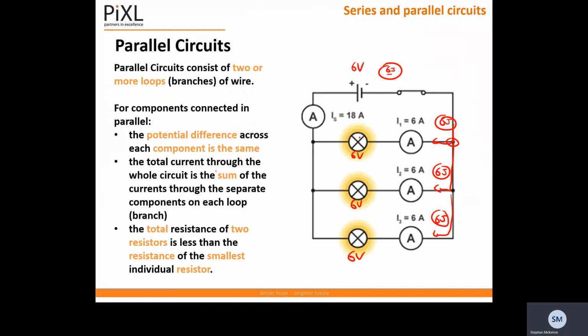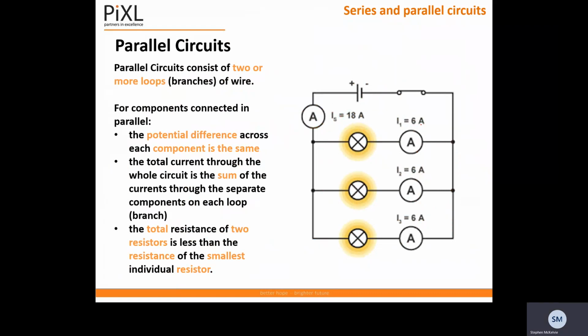The total current is the sum of the currents through the separate components on each branch. What does this mean? The total amount of current, or coulombs per second, is split between each of the branches. So if each of these components is identical, then branch 1 gets 6 amps, branch 2 gets 6 amps, branch 3 gets 6 amps. So we can add these branches together to get the total current.